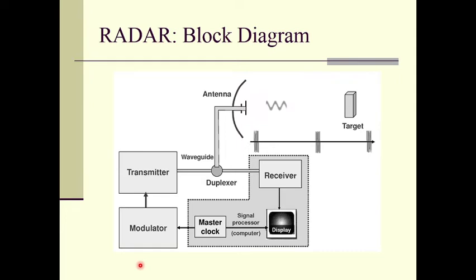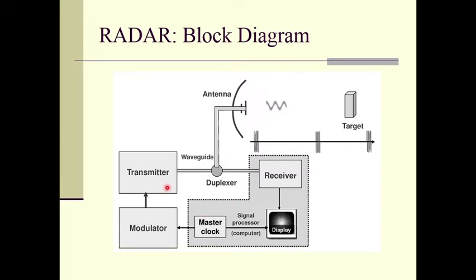So, this is the block diagram of radar. You can see here we have the antenna. From this antenna, the wave will be transmitted towards the target, it will strike the target, be reflected back and be received again by the antenna. Inside this we have a duplexer, where the received signal will be sent to the receiver, and the transmitted signal from the transmitter will be sent to the antenna, right? The duplexer acts in joining the transmitter and receiver to the antenna, right?